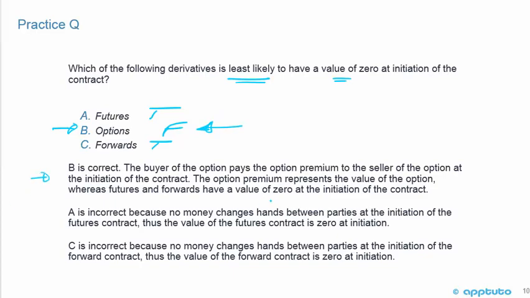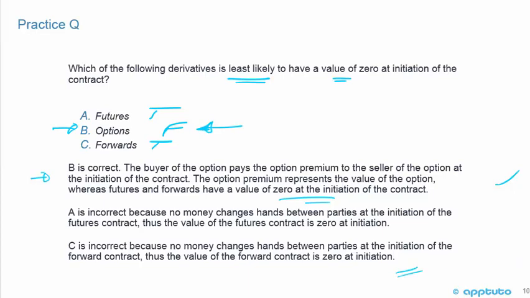Nevertheless, the buyer of the option pays the option premium to the seller of the option at the initiation of the contract. That means there's not a value of zero at the initiation, okay? The option premium represents the value of the option, whereas futures and forwards have a value of zero at the initiation of the contract. A is incorrect because no money changes hands between the parties at the initiation of the futures contract. Thus, the value of the futures contract is zero at initiation. C is also incorrect because no money changes hands between parties at the initiation of a forward contract. Thus, the value of a forward contract is zero at initiation.